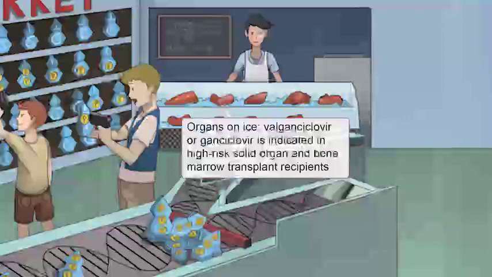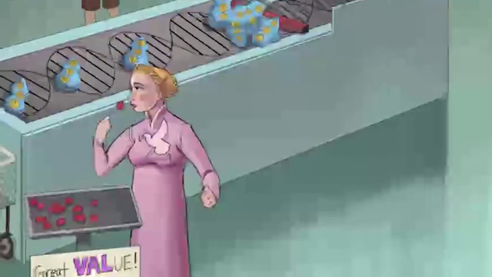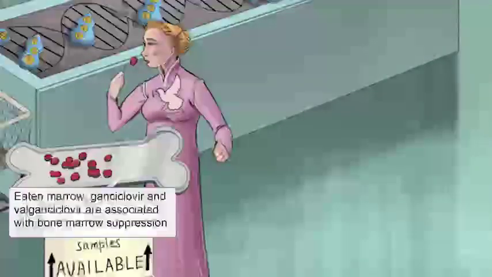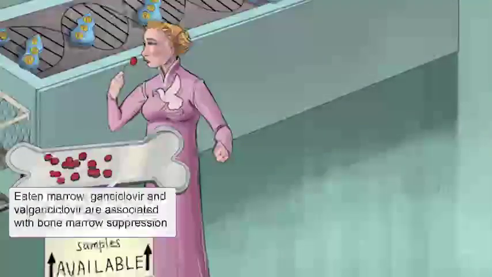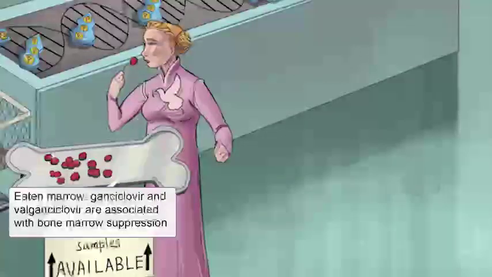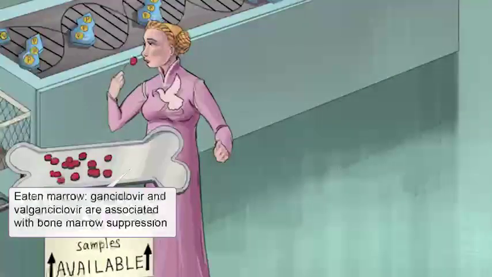The adverse effects and resistance patterns of valganciclovir are the same as those with ganciclovir. The big one to remember on the exam is myelosuppression. Ganciclovir and valganciclovir are associated with bone marrow suppression, particularly leukopenia, which can usually be managed with hematopoietic growth factors. So we've changed the sample tray into the shape of a bone. And notice that Renaissance fair lady over here is gluttonously devouring the marrow.